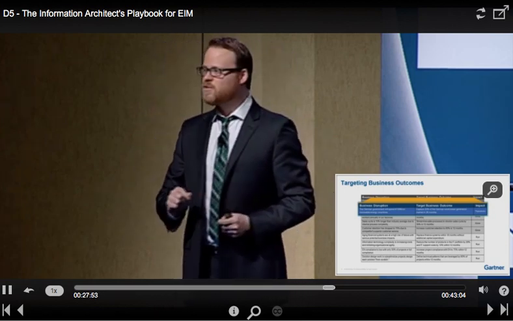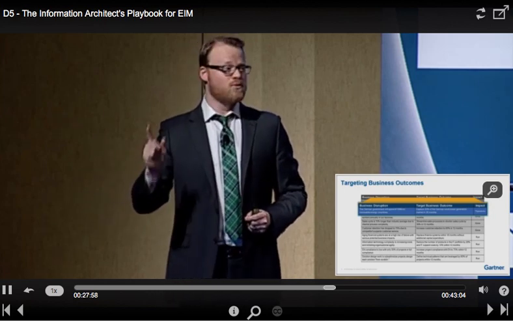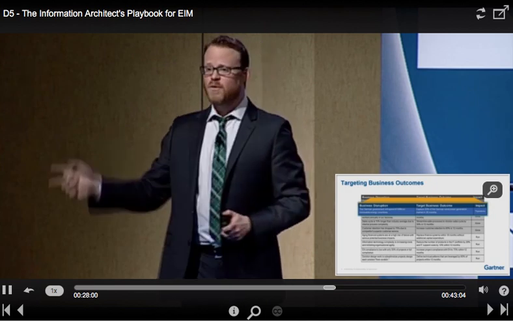Now keep in mind, as Andrew mentioned earlier, everything has a life cycle. And what was run yesterday might be transformed tomorrow.